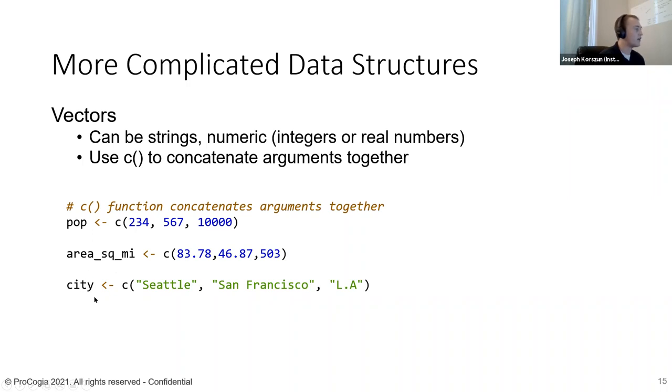And then a third example here, we just have city. This is an example of concatenating string arguments together. So for this sake, we have Seattle, San Francisco, and LA. And all we're doing is taking these three values, concatenating them into a single object known as city, and we're storing them, right, for later use.